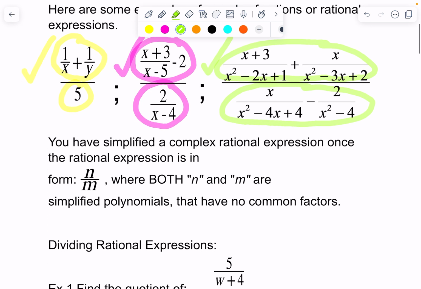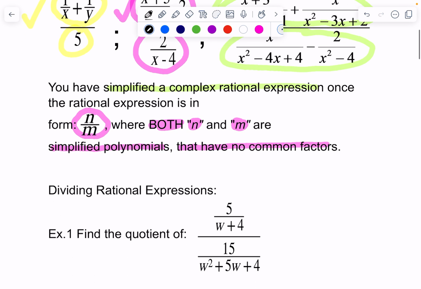Now, you have simplified a complex rational expression once the rational expression is in the form n over m, where both n and m are simplified polynomials that have no common factors. That's when it's a simplified complex rational expression.